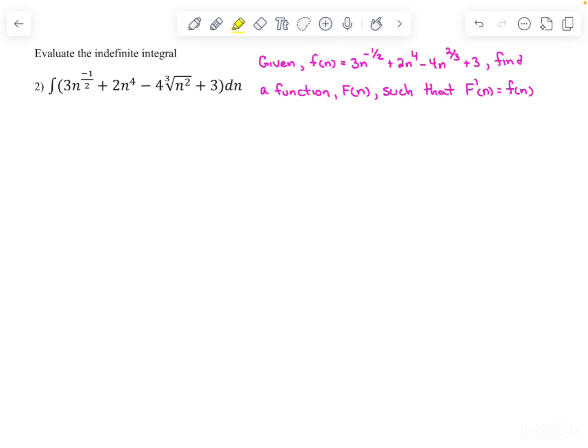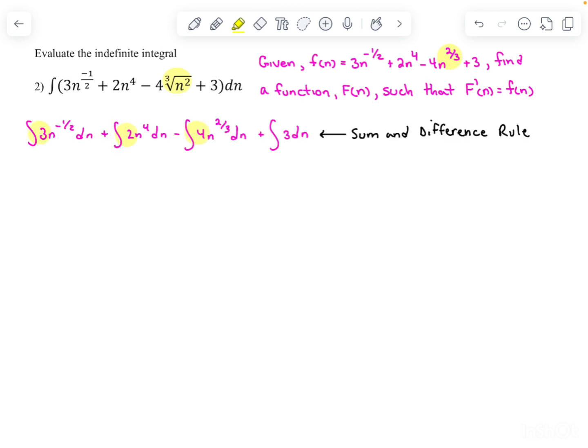You may have also noticed that I converted the cube root of n squared to a rational exponent, n to the 2/3 power. To evaluate the indefinite integral, I'm going to start by applying the sum and difference rule. That will look like this.